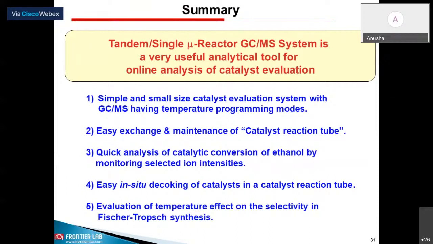And also the EGA, the in situ decoking of catalyst in a catalyst reaction tube, and also the temperature effect on the selectivity in the Fischer-Tropsch synthesis. As you have already observed in the temperature effect, above 300 there is nothing, and at 240 it is the optimum. Even though EGA showed between 180 to 300, upon further going for linear and stepwise temperature modes, you got the exact temperature, 240, at which the optimum reaction takes place.